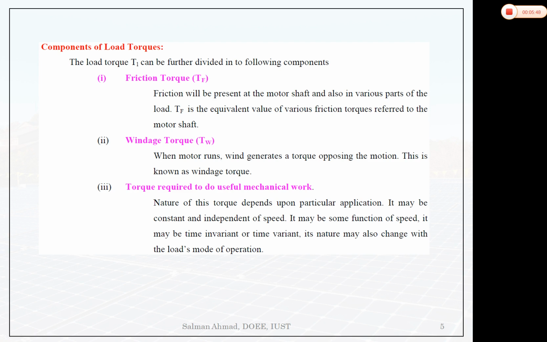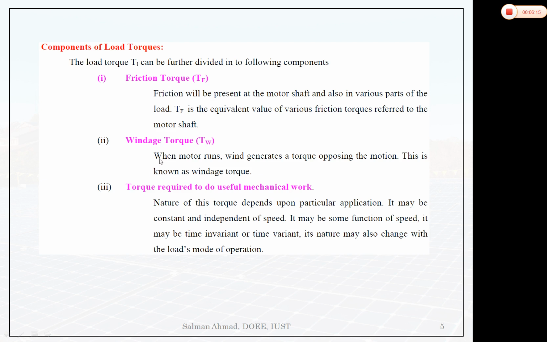Friction will be present whenever there is a mechanical system. There will always be some kind of friction, and if there is some motion, then wind will also produce some torque, that will be windage torque. Then there will be useful mechanical work torque. Friction will be present at the motor shaft and also in various parts of the load. TF is the equivalent value of various friction torques. Again, friction will have three different components that I'll discuss next.